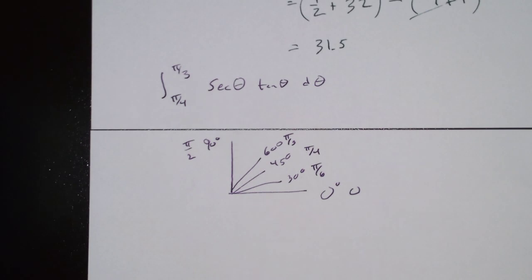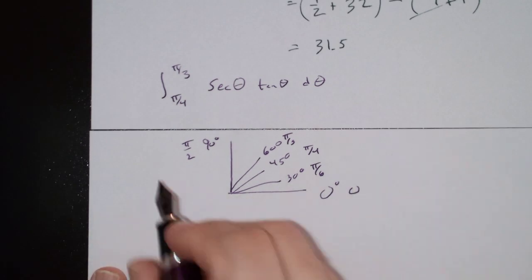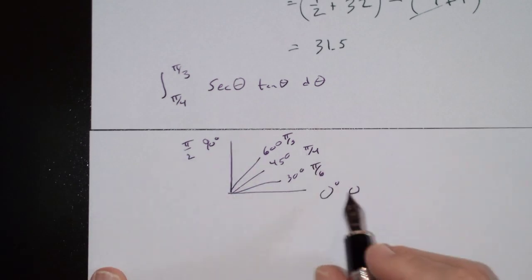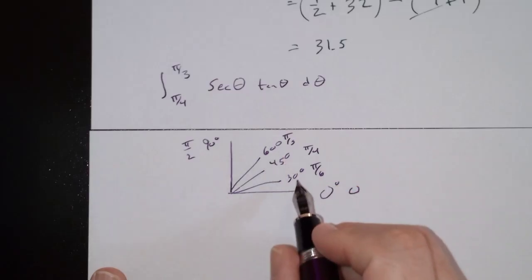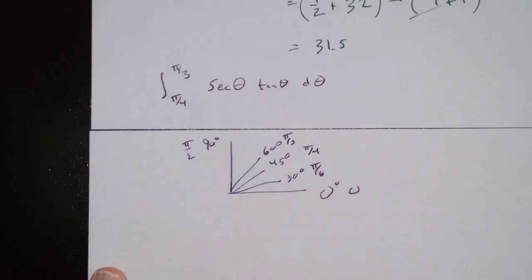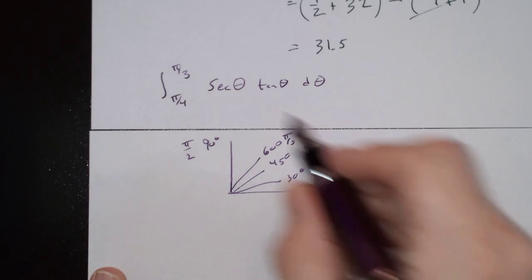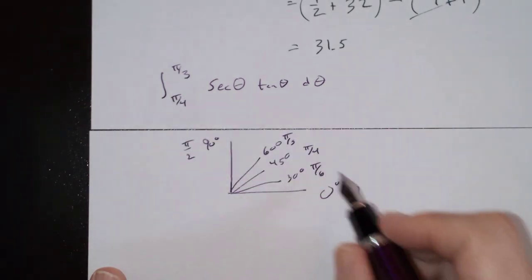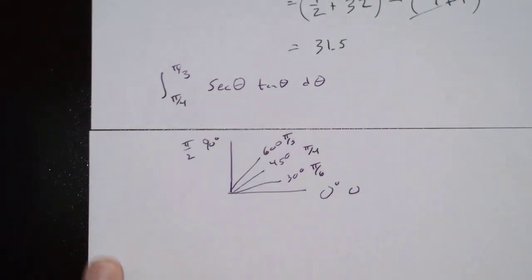If you want to do cosine, you count this way. 0, 1, 2, 3, 4. Take the square root, divide by 2. You want to do sine, you count this way. 0, 1, 2, 3, 4. Take the square root, divide by 2.